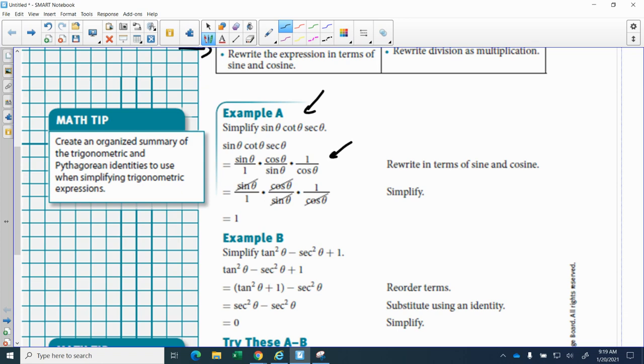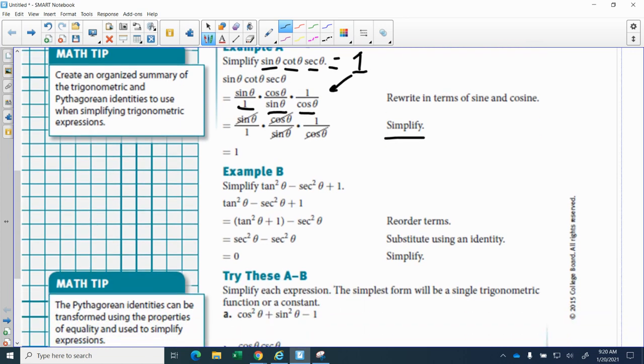So notice what they do right here. They rewrite everything in terms of sine and cosine, and that way they can start canceling things out, which eventually leads to that third part, the simplify part, where everything cancels and you're left with an answer of 1. So crazy enough, this long trig function just equals 1. Notice how they did that. They took what they had in the equation originally and used those identities to help rewrite the problem and simplify it.